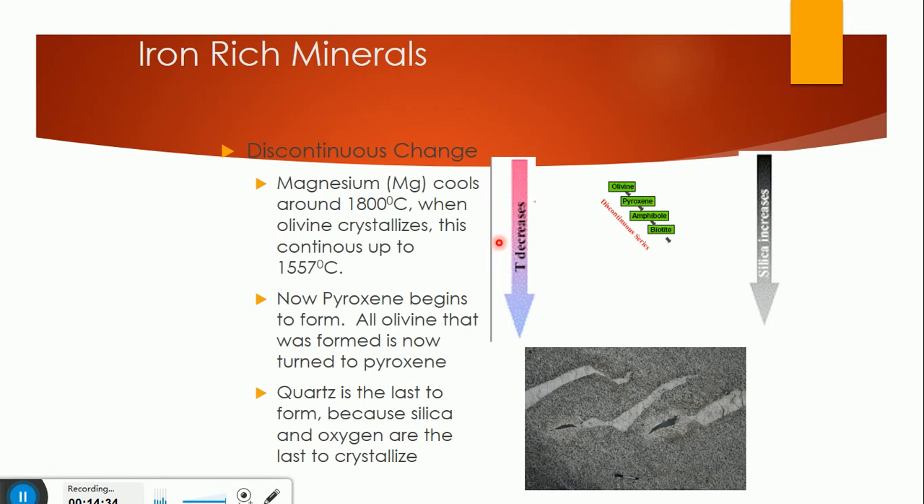For the discontinuous series, magnesium cools around 1800 C when the olivine crystallized. This continues up to 1557 degrees. Olivine is a composition of forsterite and fayalite. Fayalite is the composition for iron, and forsterite is the composition of magnesium. Now pyroxene begins to form, and all the olivine that was formed now turns to pyroxene. Quartz is the last to form because silica and oxygen are the last to crystallize. It is a continuous series, and silica is increasing from olivine to quartz.